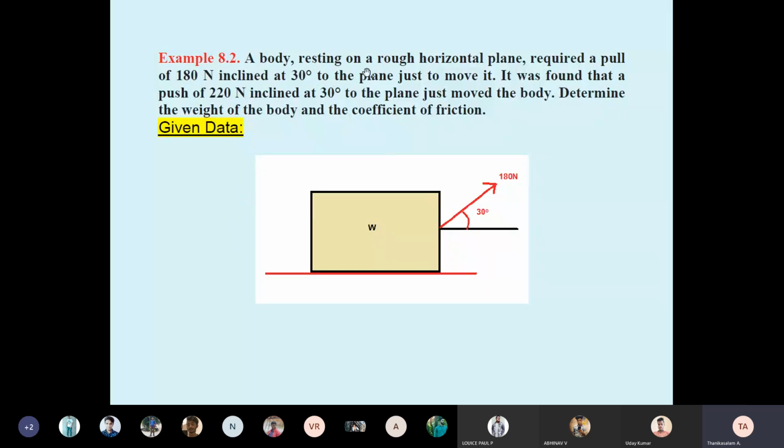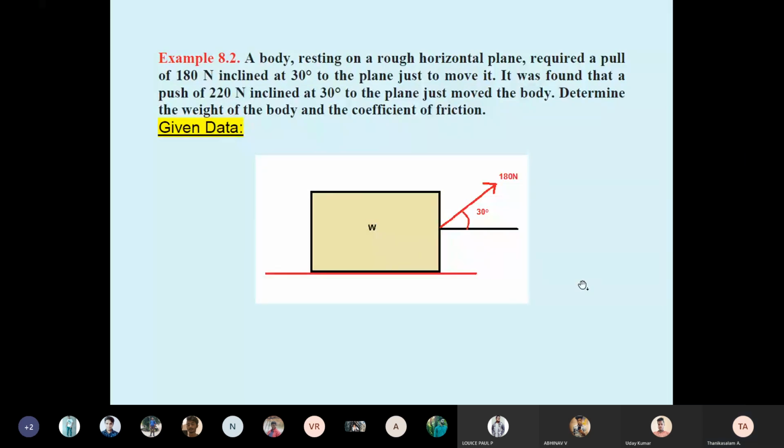A body resting on a rough horizontal plane is required to be pulled. Body means it has weight, that's why I marked the weight W. Now they are pulling. How much force are they applying? Pulling 180. Pulling from the front side only, we can pull anything. The pulling angle is also 30 degree, given, just to move it. It's the first condition. Now read the second.